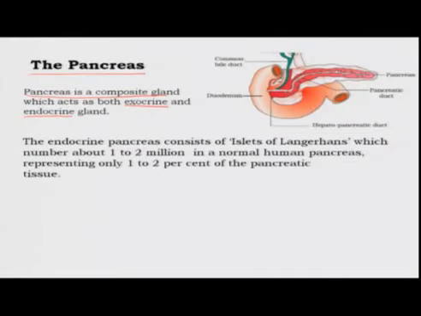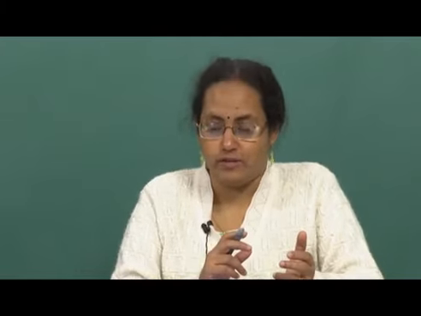It consists of certain groups of cells which are organized into what is called the islets of Langerhans. There are about 1 to 2 million of these in a normal human pancreas, but they form only 1 to 2% of the pancreatic tissue. So, the majority of the pancreatic tissue is for the exocrine function, which is the secretion of digestive enzymes. But these islets of Langerhans, even though they are only 1 to 2% of the total pancreas, perform a very, very important function.